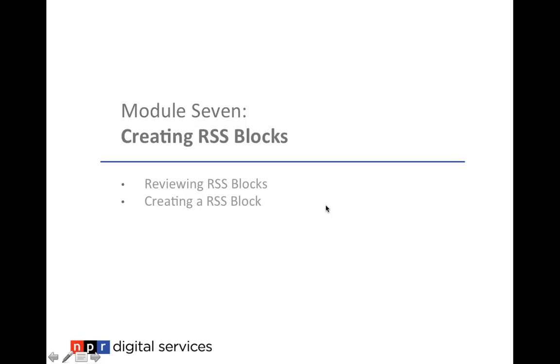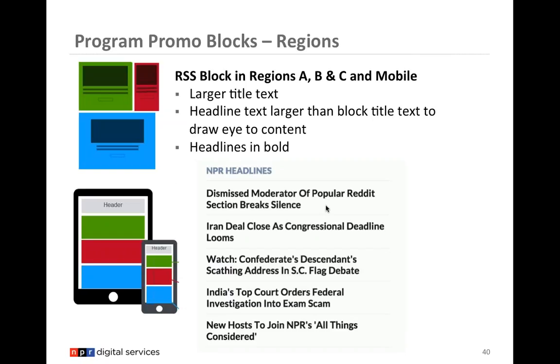All right. So the next block that we're going to be creating is an RSS block. RSS blocks are very simple. They are a text block that allows you to just list the up to 10 most recent links from an RSS feed. And this can be an internal RSS feed or something from an external site.